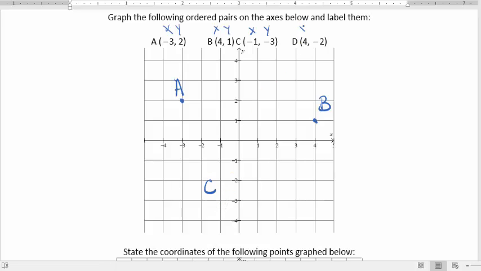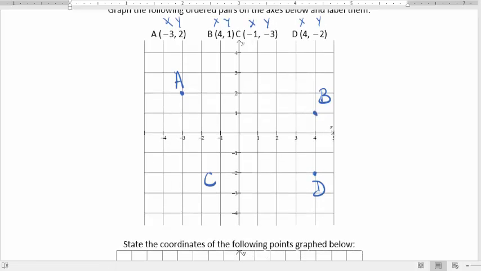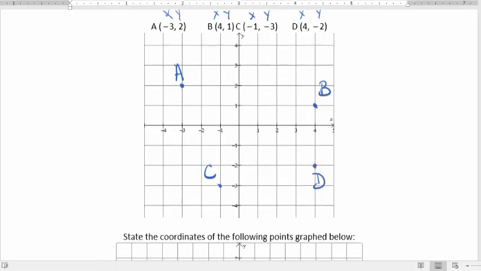And then point D, X is 4, Y is -2. So now I go 4 to the right and down 2. 4 to the right, down 2, and there's my point D. Right? So you see how you're naming everything in relation to the origin. You always start at the origin, and that's why it's called the origin, right? It's the starting point. So there's your 4 points, A, B, C, and D.